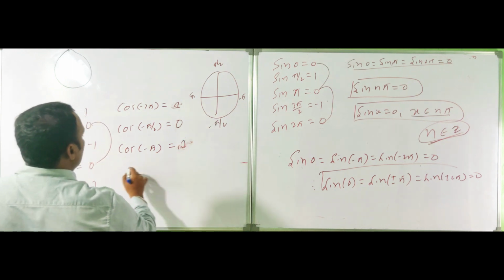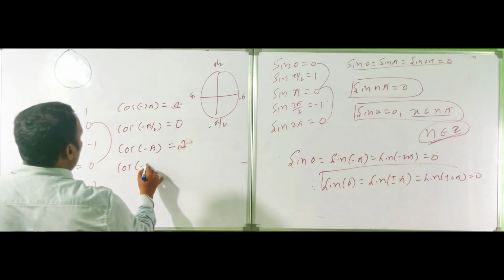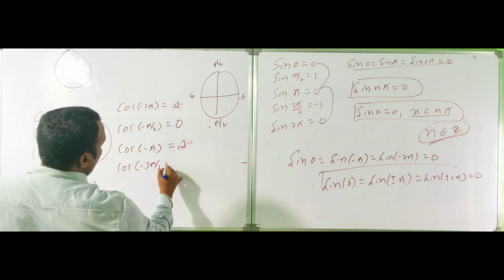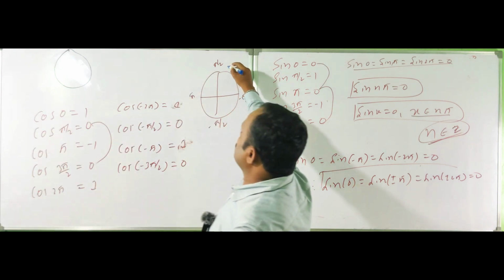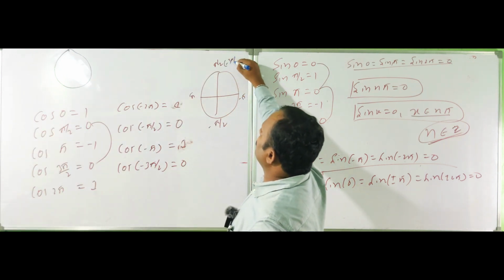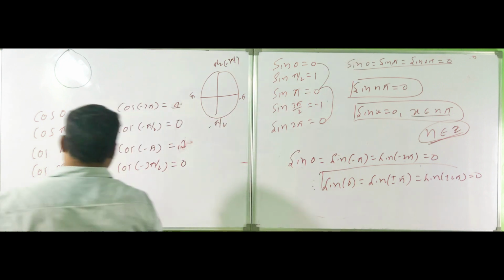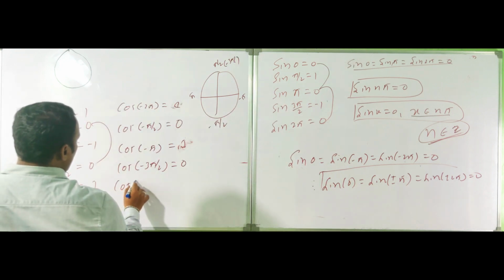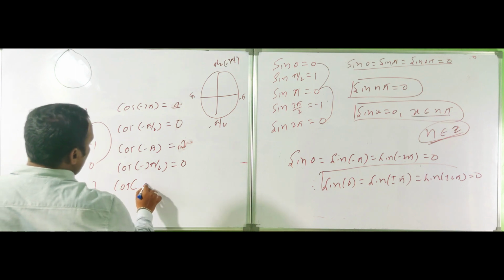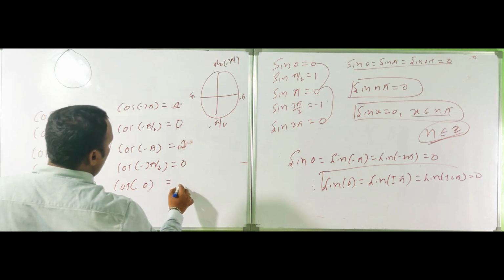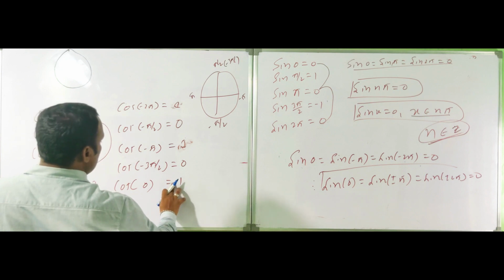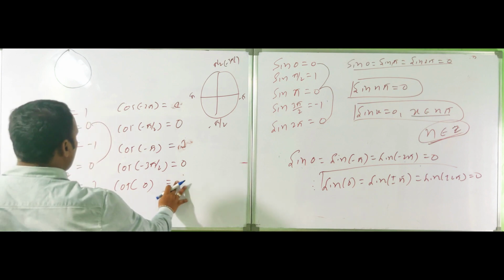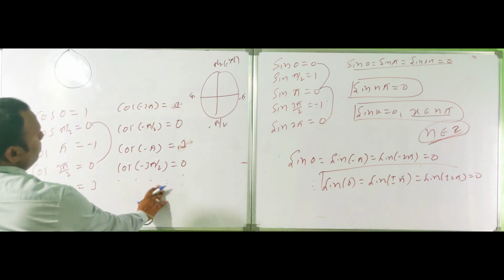Cos minus pi by 2 is 0. Cos minus 3 pi by 2 is equal to 0. This is 3 pi by 2. This is also called minus 3 pi by 2 on the circle. Then cos is the opposite side, 0, is equal to minus 1 or 1. This is the end only.